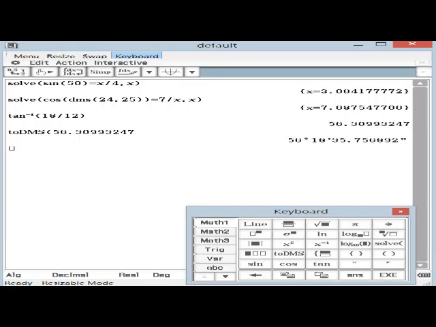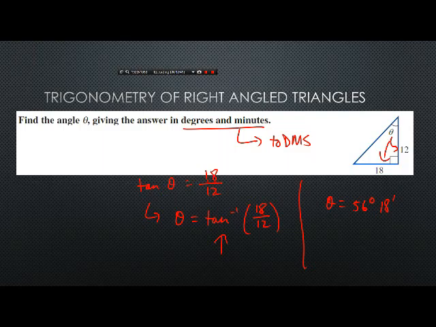When we copy that in, you should notice that the answer pops up as degrees, minutes as well as seconds. So 56 degrees and 18 minutes. Now with the seconds part, you should notice that that's 35. 35 is bigger than 30, so that means we need to round this up. So we initially had 56 degrees and 18 minutes, and we need to round that up to 56 degrees and 19 minutes.